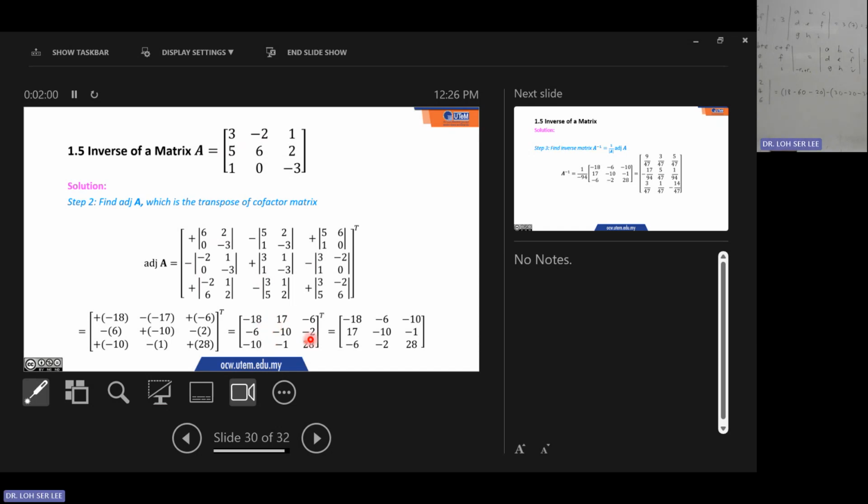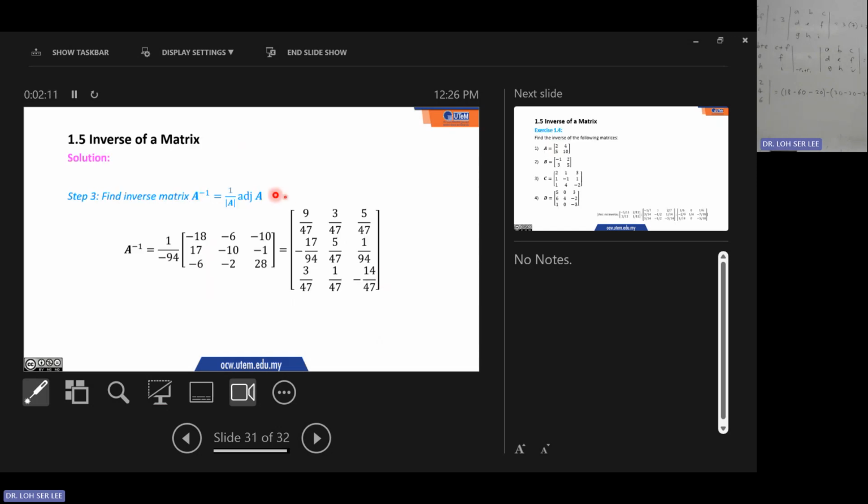The last step will be to find the transpose. Row into column, row into column, row into column. So this is your adjoint A. Then finally put them into the formula: 1 over the determinant, which is negative 94 just now, and this is your adjoint. After you substitute, you multiply 1 over negative 94 into this matrix. This is the final answer. But actually you can leave it here, you can stop here. This is also the inverse of matrix A.